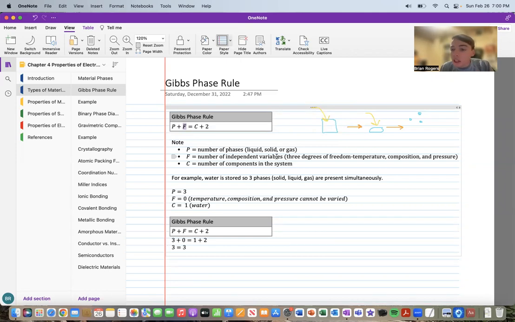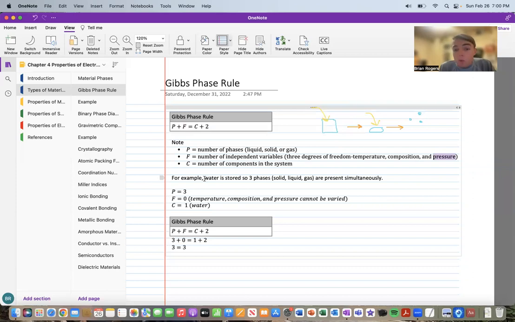And so those are 3 things that you can try to control within your laboratory setting: the temperature of the room, how much composition of each element you're going to be mixing together, and the amount of pressure that is in that room. So how much force is acting on it. And so that's what F refers to in the equation, and C is the number of components in the system. And so that means how many things are we actually working with in our system. So let's look at an example.